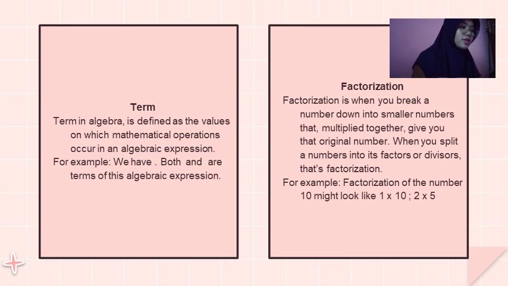Factorization. Factorization is when you break a number down into smaller numbers that multiply together to give you that original number. When you split a number into its factors, that's factorization. For example, factorization of the number 10 might look like 1 times 10 or 2 times 5.